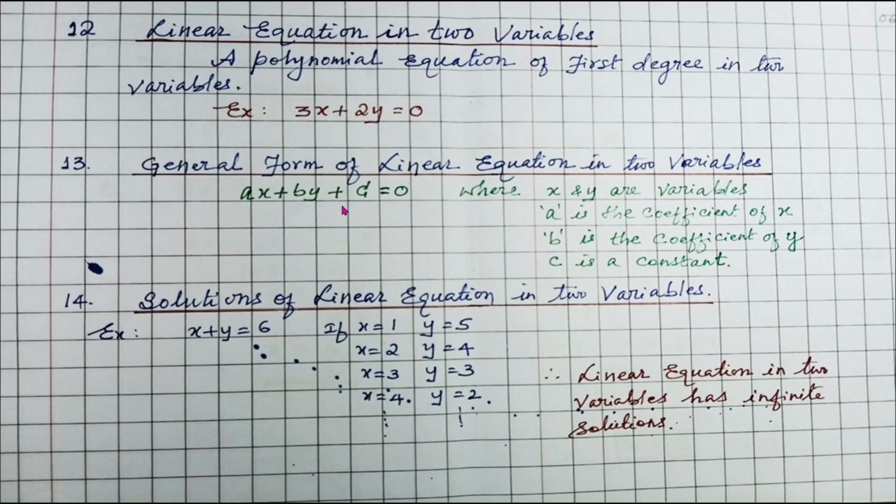There are two variables here. The general form is ax plus by plus c equal to 0, where a is the coefficient of x, b is the coefficient of y, and c is a constant, and that is the general form. A very important relation to remember. Now solutions of a linear equation in two variables.